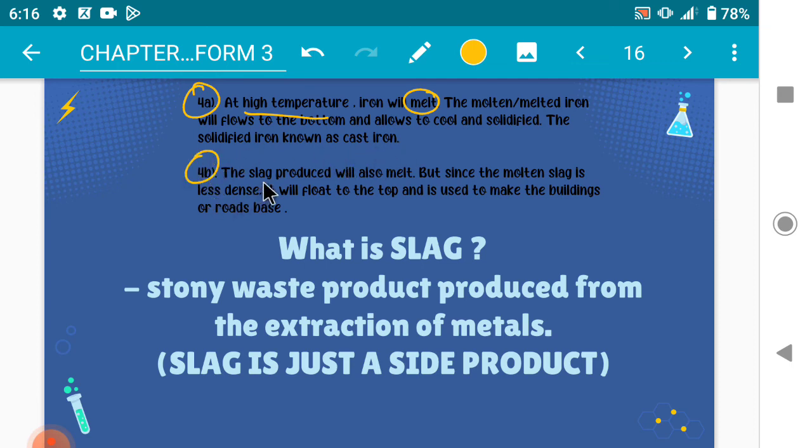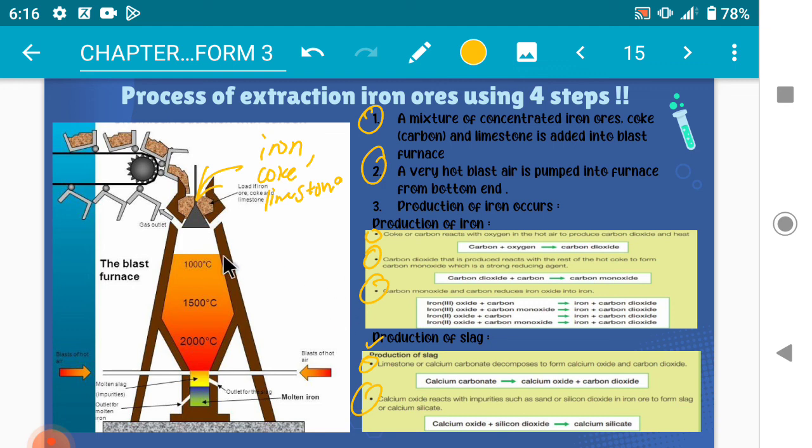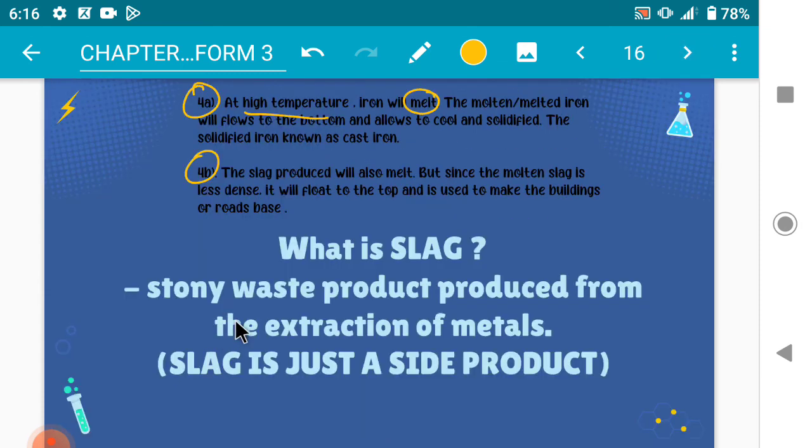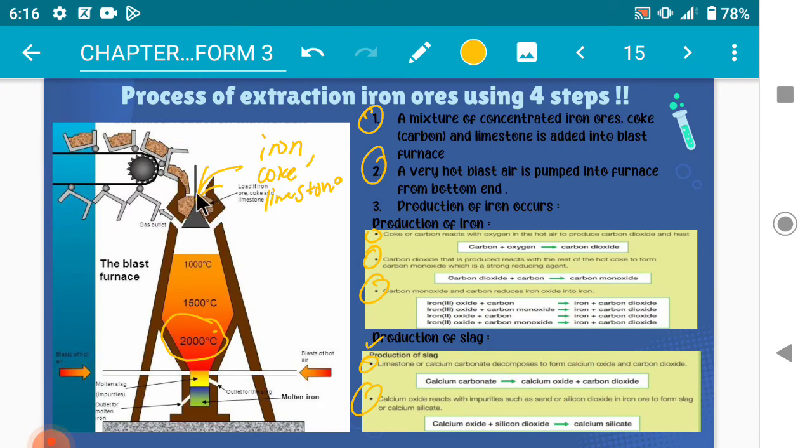Okay, the 4B. The slag produced will also melt, of course, because it is under the high temperature, right? Because this is very high temperature, so of course it will melt. But since the molten slag is less dense, it will float to the top. So the slag will float on the top of the furnace and is used to make buildings or road base.